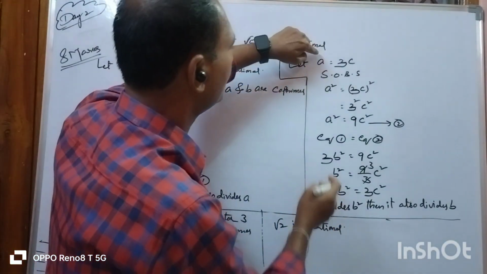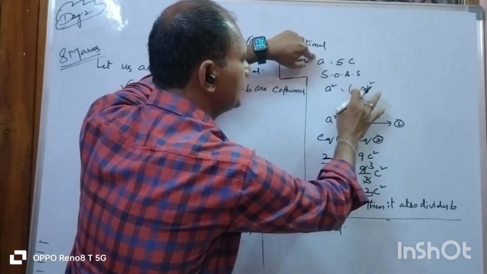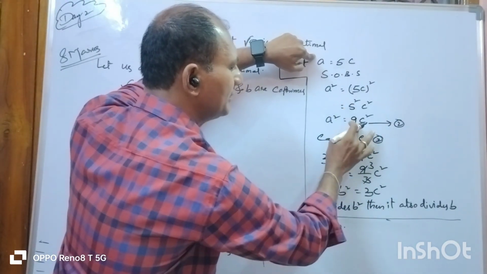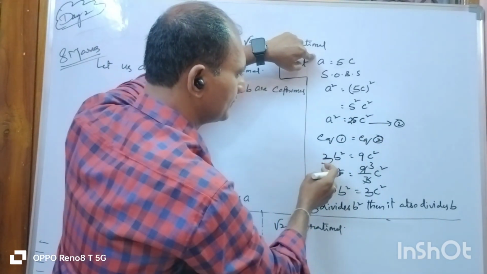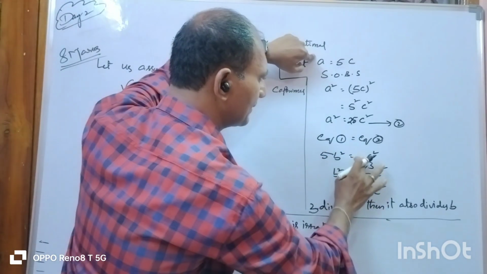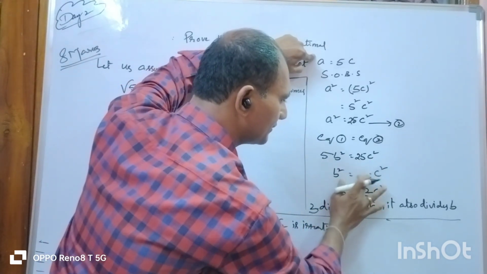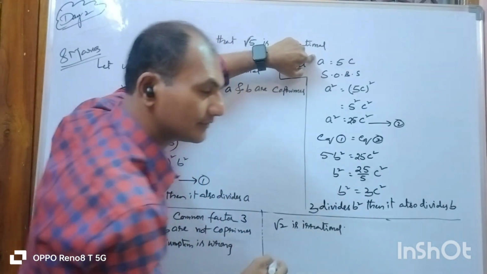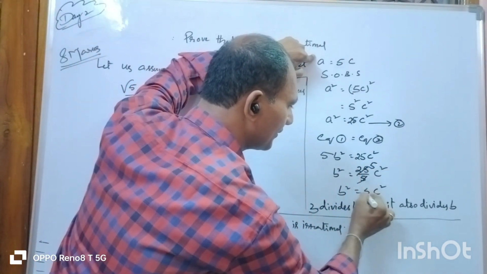Next one. A equals 5c. Here, 5c whole square, so 5 square means this is 25. What is this? This is 5b square. This one is not 9. This is 25, meaning 25 by 5, 5 ones, 5 fives. So in the place of 3, it is 5.